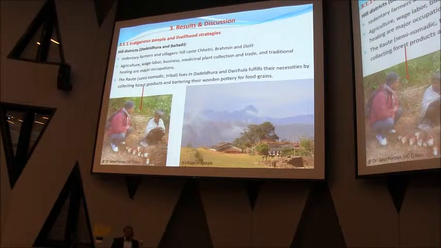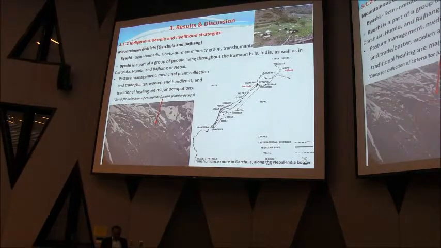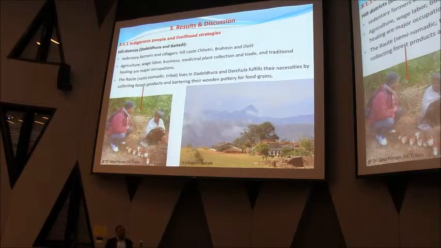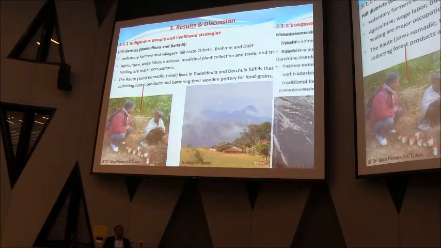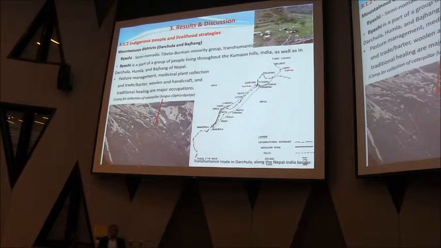Dadeldhura and Baitadi are hill districts and they are sedentary farmers. Villagers are engaged in agriculture, wage labor, medicinal plant collection, and transmitting a measure of patients. The Raute are semi-nomadic in Dadeldhura, collecting forest products and bartering the available products to the lowland. In mountainous districts like Darchula and Bajhang, the Byashi are semi-nomadic and live throughout India, Nepal, and China. They do pasture management, medicinal plant collection, and trade. In this area, they have camping grounds.